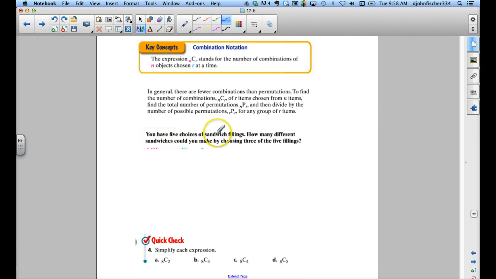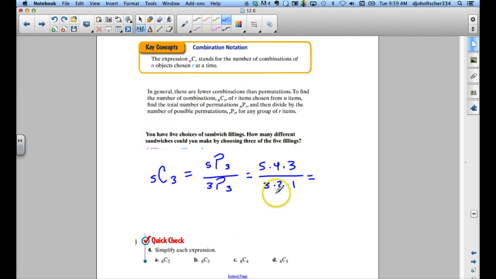Now, you have 5 choices of sandwich fillings. How many different sandwiches could you make by choosing 3 of the 5 fillings? So on this one, we're going to have 5 choose 3, which is equal to 5P3 over 3P3. So we're going to have 5 times 4 times 3 divided by 3 times 2 times 1. So if we work that out, 60 divided by 6 is 10. 10 different ways.